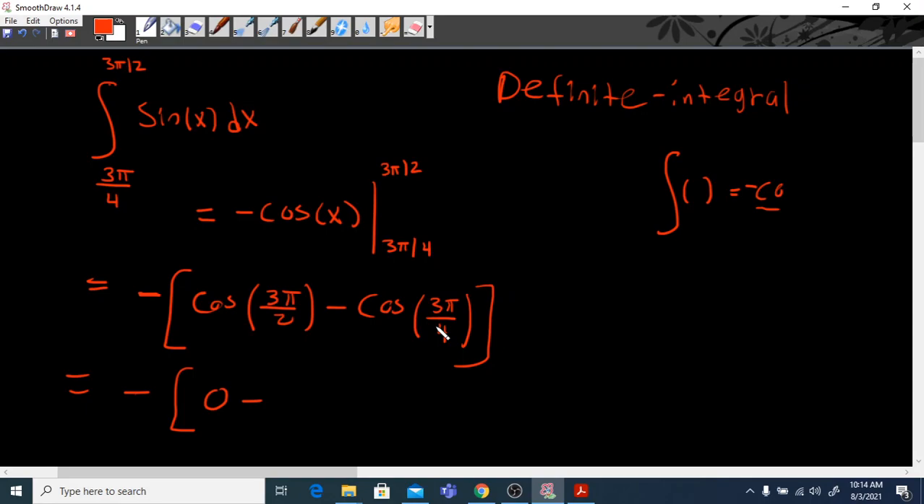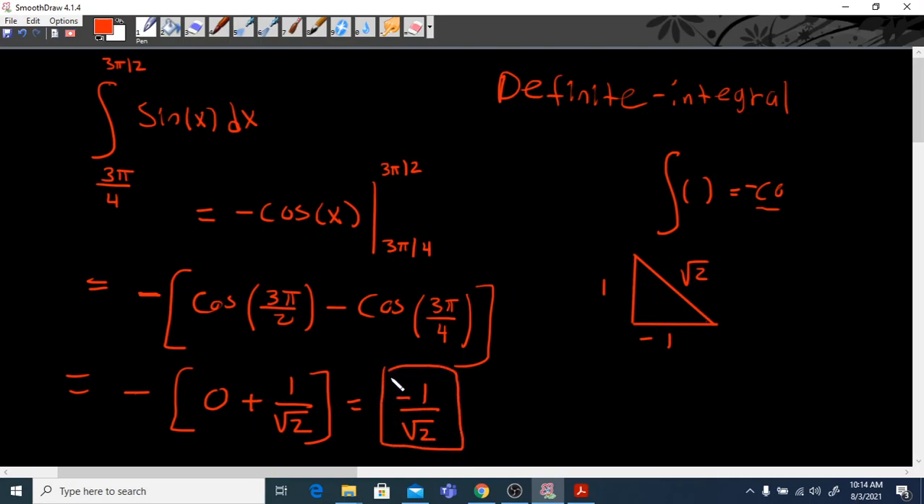3 pi over 4 is going to be in quadrant 2, and in quadrant 2, x is going to be negative. So it's going to be like this: again, quadrant 2, x is negative, and it's 45 degrees like that. So the cosine we're talking about is 1 over square root 2, except again, x is negative. So minus and minus is going to be a plus 1 over square root 2. But then we have the minus out here, so we get negative 1 over square root 2.